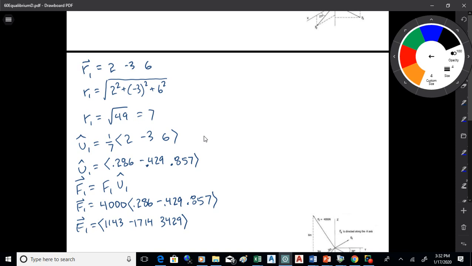Okay, so we got the position, we take the square root of the sum of the squares, we get 7, we divide by 7, and we scale it up by 4,000. And so we get F1: 1143, negative 1714, and 3429.